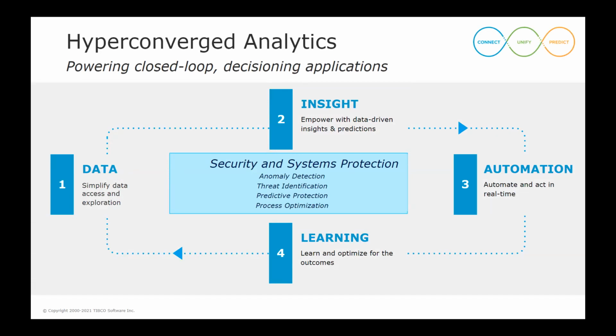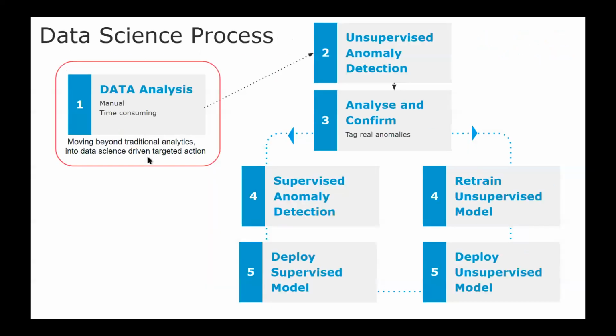For the use case that we're talking about today, for security and systems protection, hyperconverged analytics is used for anomaly detection, threat identification, predictive protection, and process optimization. The big differentiator with this solution is the predictive protection component. That's being able to proactively prevent attacks and respond to threats in advance. That's what will be the focus of the demonstration today.